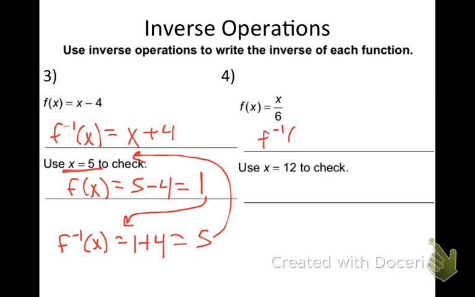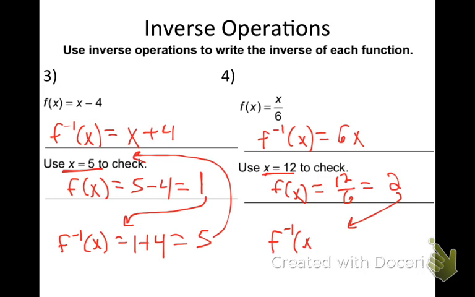So I have f inverse of x equals x over 6. Well, it says use x equals 12 to check. So I have f inverse of 12 equals 12 over 6. What's 12 divided by 6 give me? 2. I'm going to plug that into my next function.